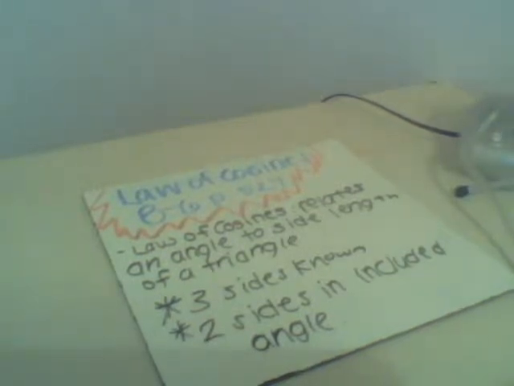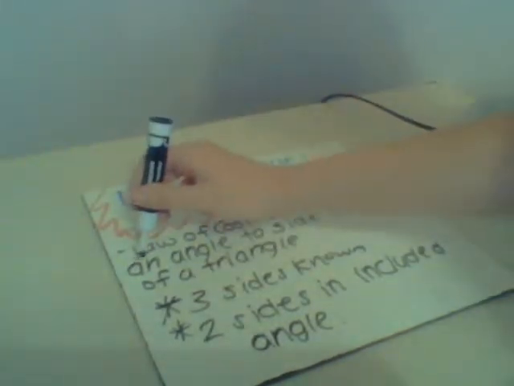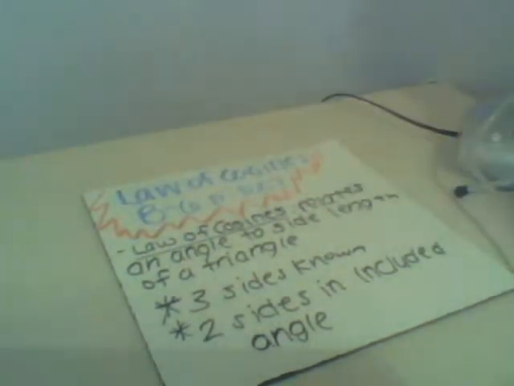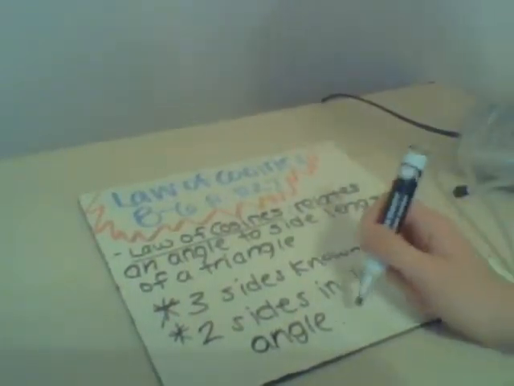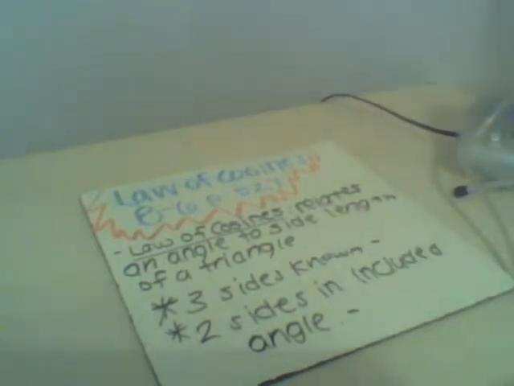Okay, so what is the law of cosines? Well, the law of cosines relates an angle to the side length of a triangle. Now, we can only use the law of cosines when one, three side lengths of a triangle are known, and two, two sides and the included angle are known.